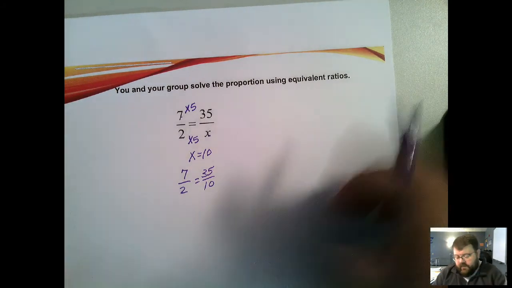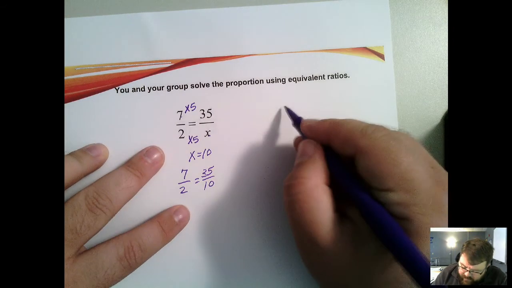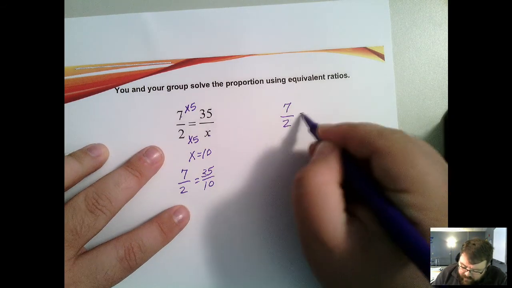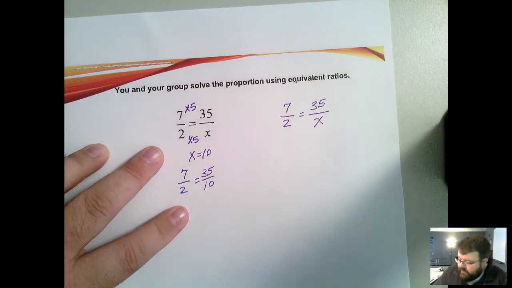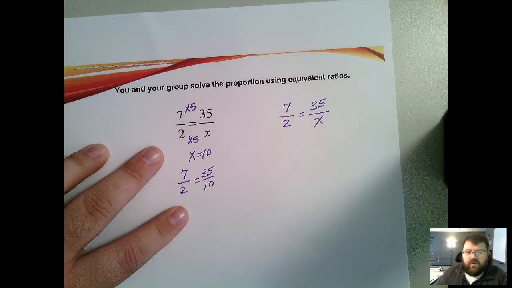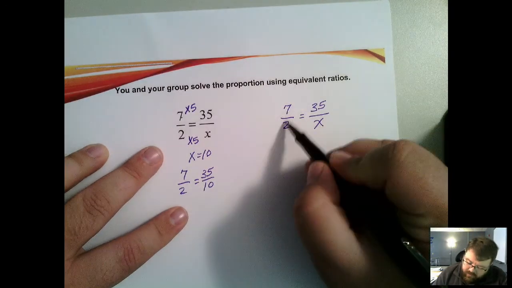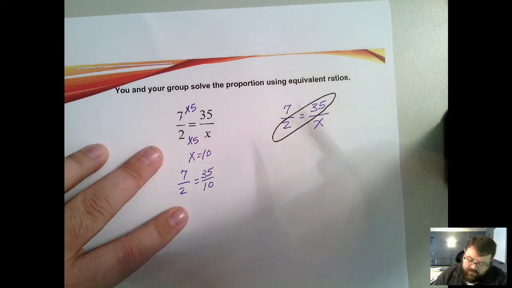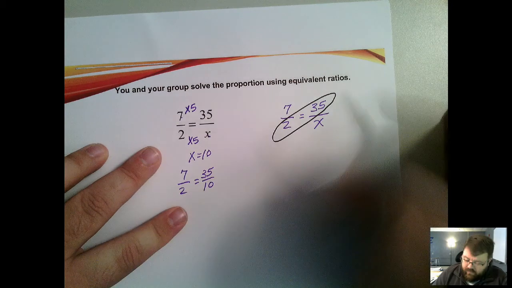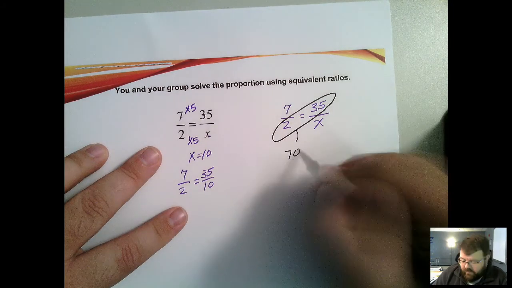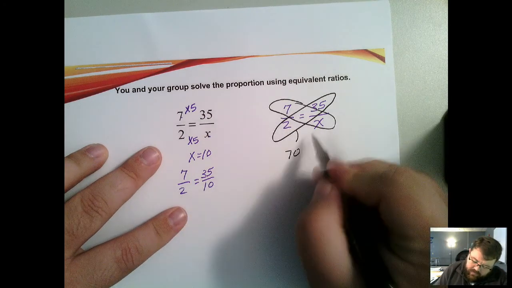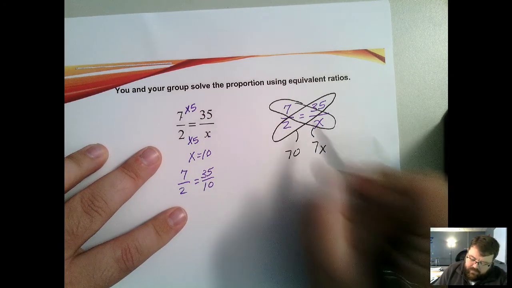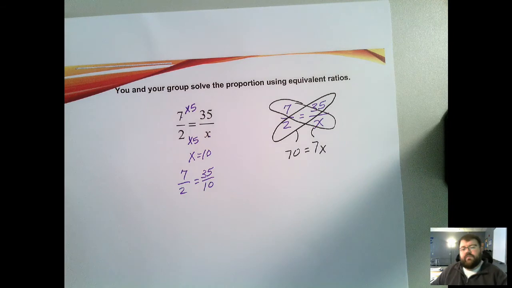The next thing, cross products. If 7 halves is equal to 35 over x. So with cross products, 2 times 35 is 70, 7 times x, 7x. Bring down your equal sign.